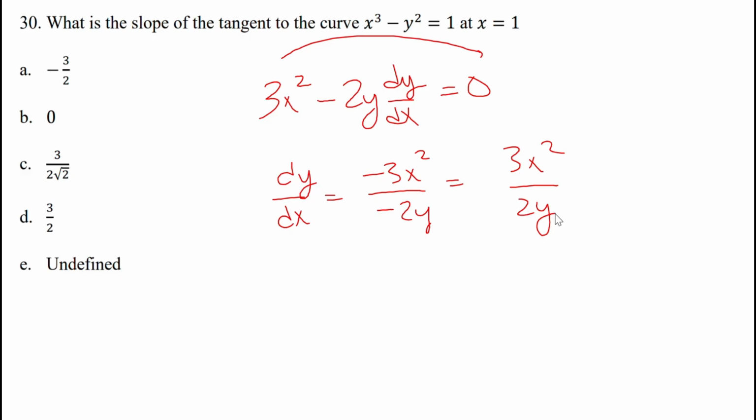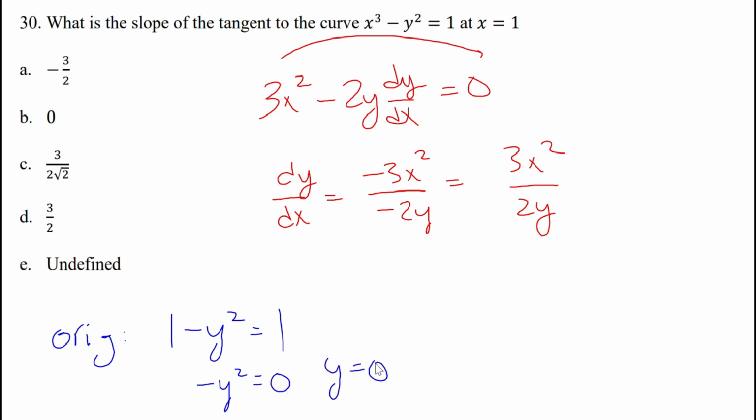Well, the problem is I don't have a y value. So in order to find the y value, I'm going to have to go back in and plug 1 into my original equation. In my original equation, if x is 1, we have 1 cubed, which is 1, minus y squared is equal to 1. And so we can then just say, well, that's the same as negative y squared equals 0, or y is equal to 0. So we end up with 3 times 1 squared, which is 3, over 0, which is undefined. And so our derivative here, the slope of the tangent to the curve, is undefined.